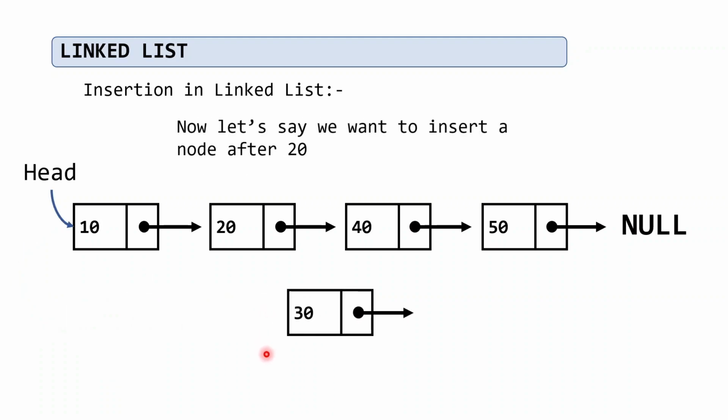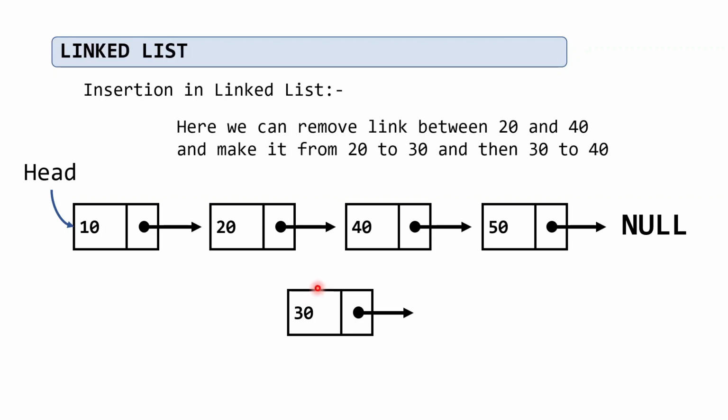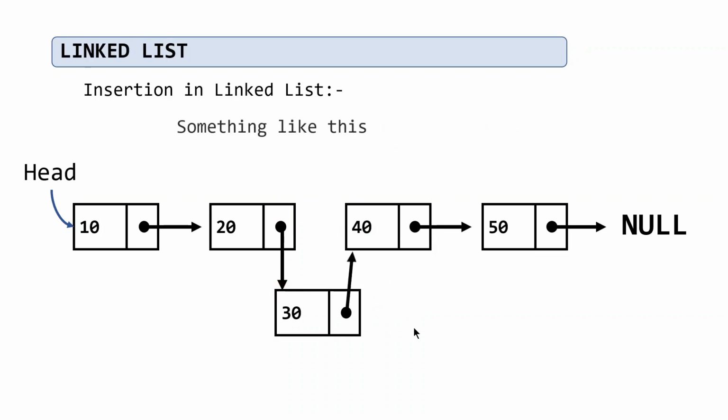Similarly, if someone says we want to insert data in between, let's say after this node 20, how can we do that? For doing this, we can remove this link and create it from 20 to 30, and this link from 30 to 40, like this. First of all, we have removed this link and created it from 20 to 30, and then this link from 30 to 40, so that when we traverse our list, first of all 10 will be traversed, then 20, then 30, then 40, and we can see that we have inserted this data here after the node 20.